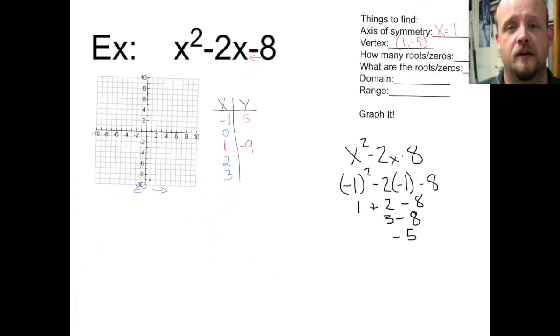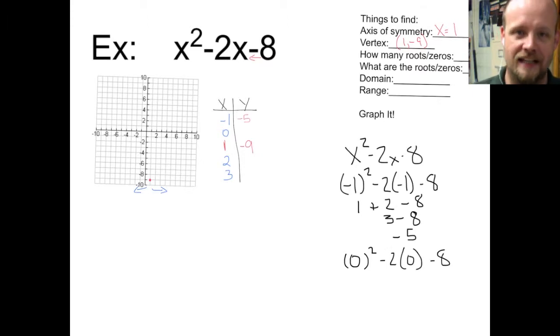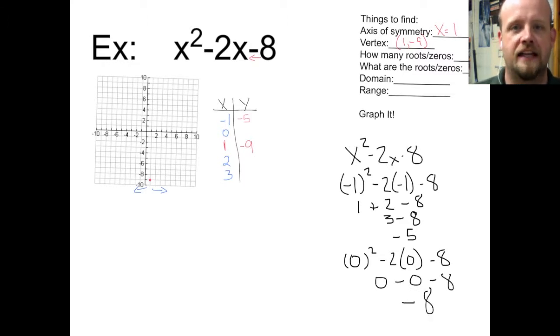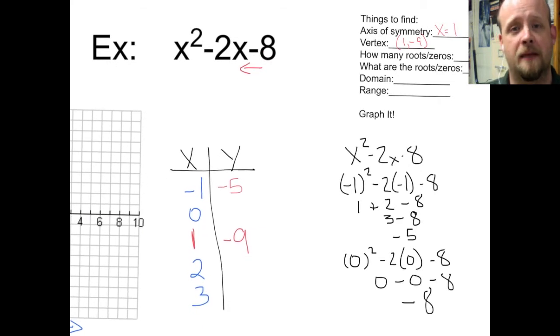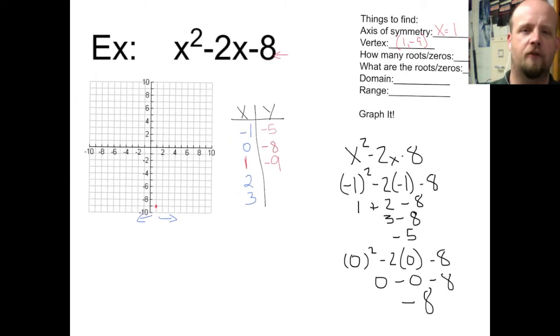Let's continue and double check our values. If we plug a 0 in, we get 0 squared minus 2 times 0 minus 8. 0 minus 0 minus 8 is -8. That gives us a value that we can plug back into our table: -8 for an x value of 0.